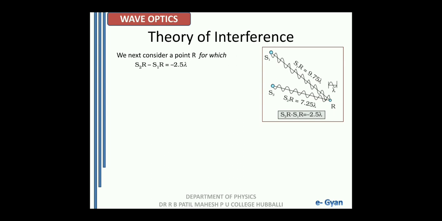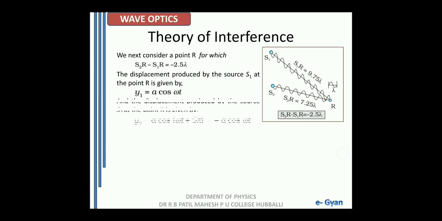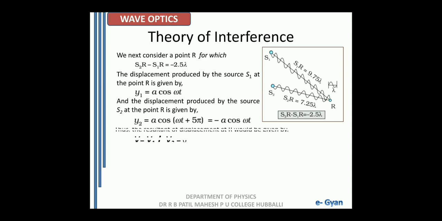So at point R, S2R minus S1R is equal to minus 2.5 lambda, which is the path difference. The displacement produced by the source S1 at point R is given as y1 is equal to a cos omega t, and displacement produced by the source S2 at point R is given by y2 is equal to a cos omega t plus 5 pi, which is equal to minus a cos omega t.